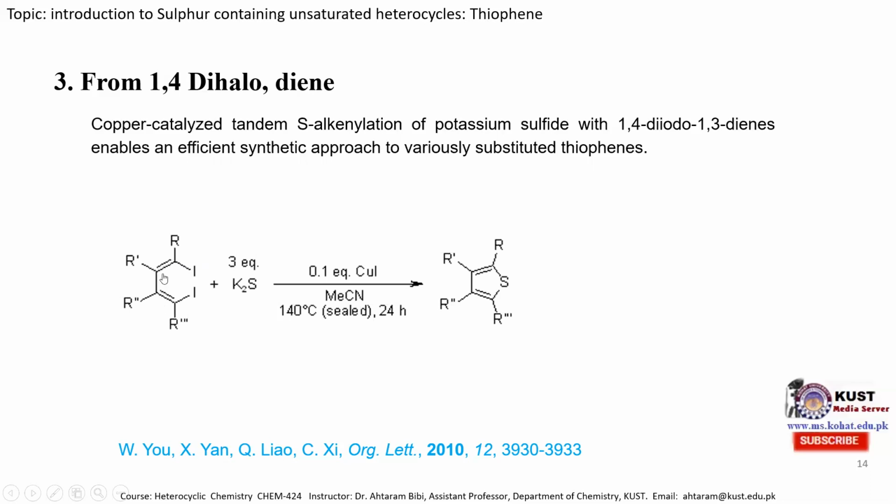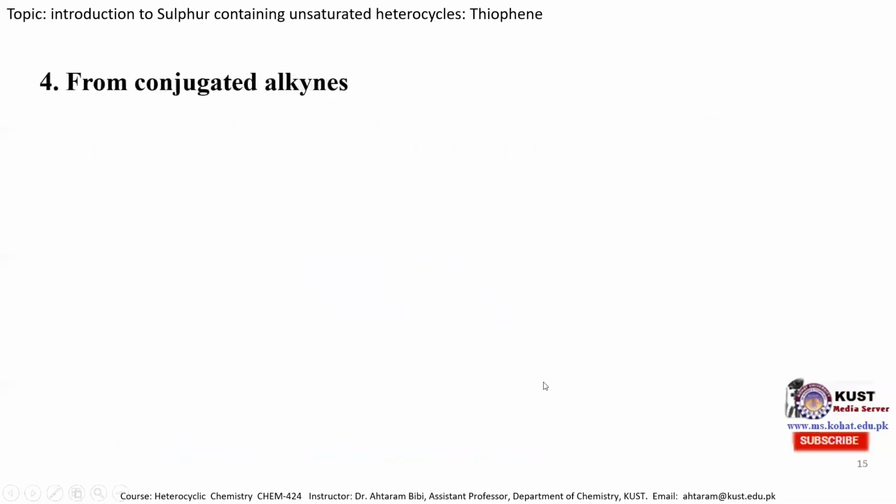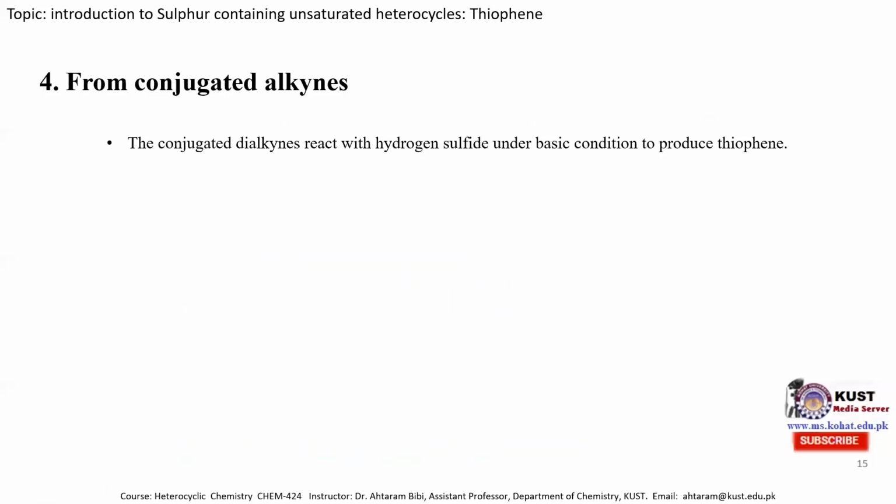1,3-diene molecule, and when it is treated with potassium sulfide, 3 equivalents, in the presence of copper iodide, 0.1 equivalent, and acetonitrile solvent, when it is heated at 140 degrees centigrade, one can obtain the thiophene molecule. This reaction was reported in Organic Letters, one of the most important journals of organic chemistry, in 2010 by these scientists.